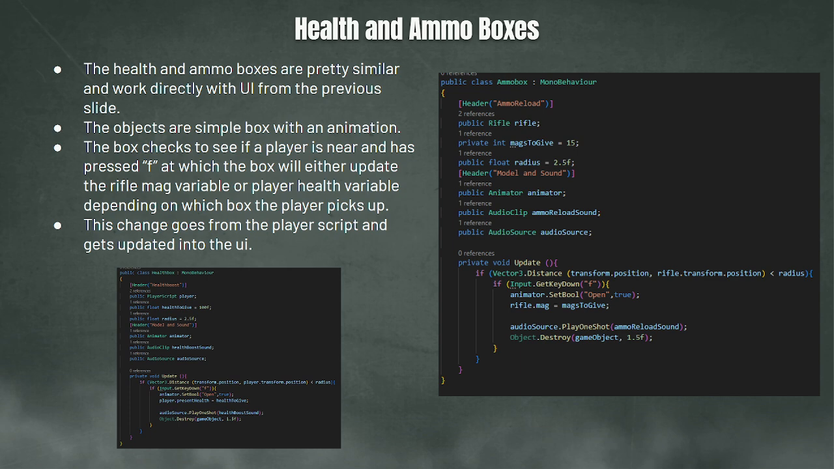Here are the health boxes and ammo. It works pretty simply, where it'll just update the UI and the actual variable. Once a player is within range and presses F, the box will play a sound and an animation, and then it'll be destroyed.